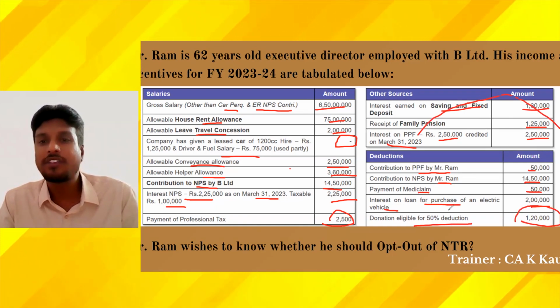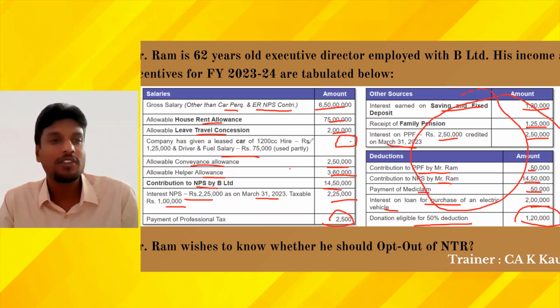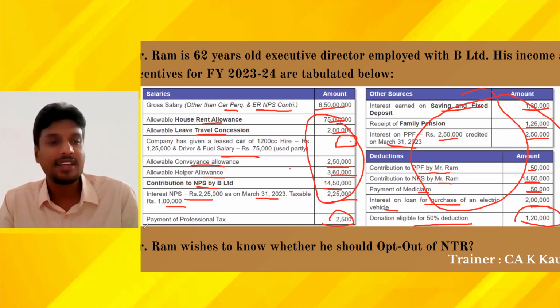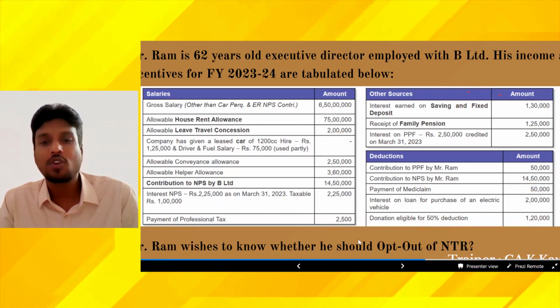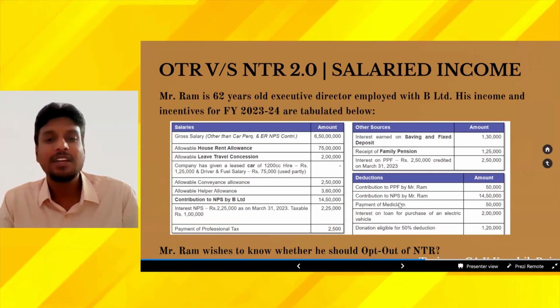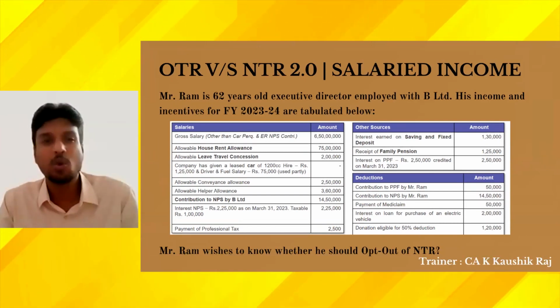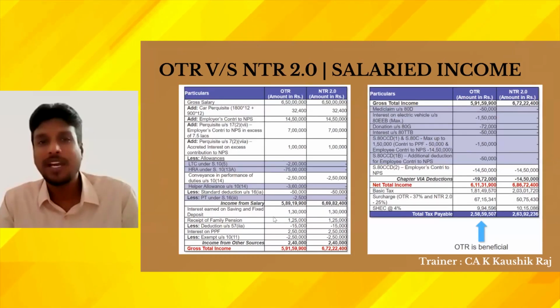So these are all the information of deductions and certain exemptions that he has. And in terms of exemptions here, a lot of things are there. So let's see what the question is. Mr. Ram wishes to know whether he should opt out of the new tax regime or continue to be under the old tax regime. So with this information, let's quickly analyze.